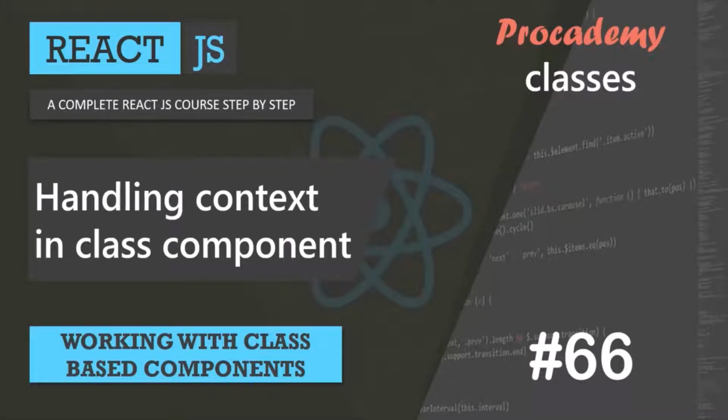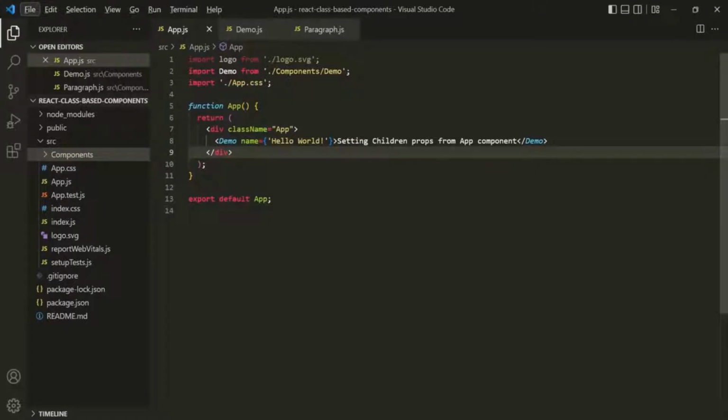In the last two lectures, we have learned how to manage states and how to handle side effects in a class-based component. Now, let's talk about managing context in a class-based component. Let's go to VS Code. And the first thing which we are going to do is we are going to create a context.